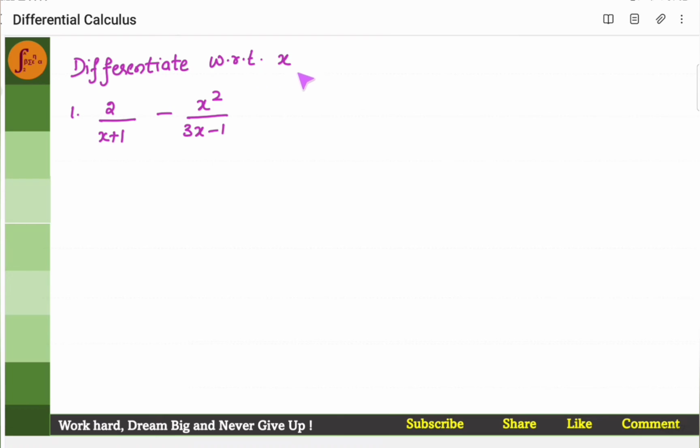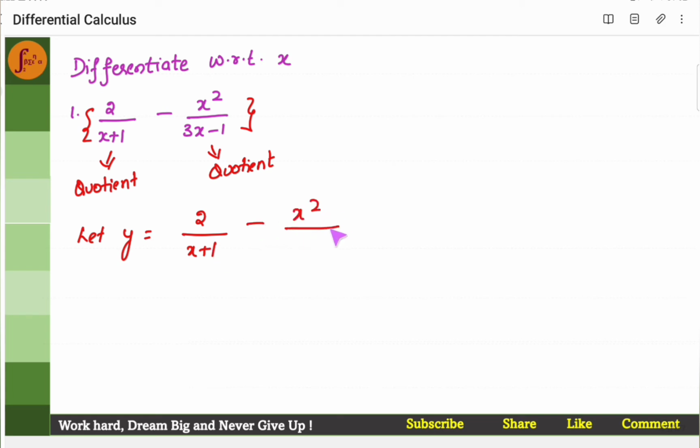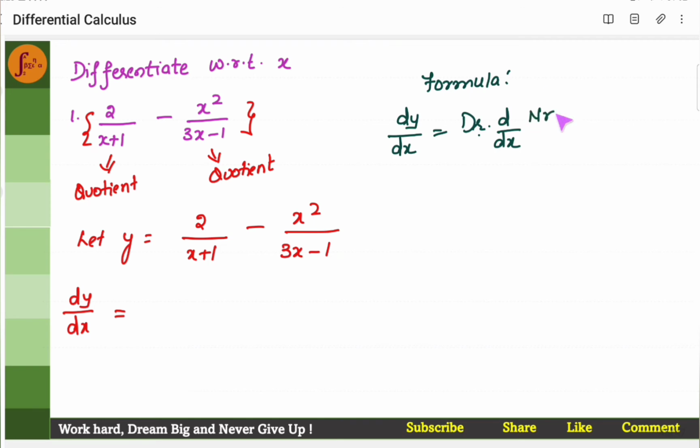Now let's take this problem where we have to differentiate with respect to x. Here I have to apply the quotient rule, separately for each part, because there is division here. Let y is equal to 2 by x plus 1 minus x square by 3x minus 1. So dy by dx is equal to, what is the quotient rule? The formula is: denominator into derivative of numerator minus numerator into derivative of denominator, by denominator the whole square.